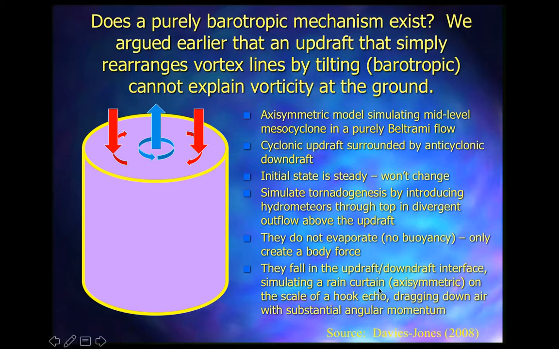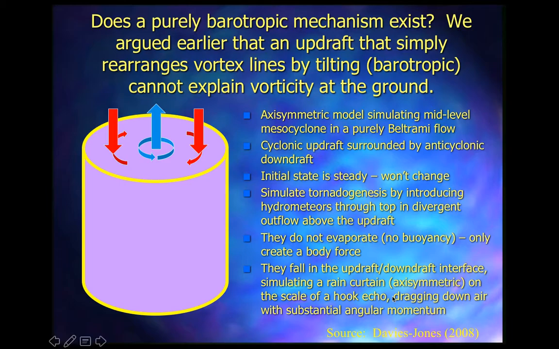Now the key point here is that because we do not observe baroclinic gradients below the mesocyclone and around the rear flank downdraft, he said, suppose that these hydrometeors don't evaporate. Suppose they only create a body force, and by that we mean drag. Suppose they only exert a drag on the air, and there is no evaporation to create temperature gradients, because temperature gradients are not observed, so we don't want them in the model. Let's just suppose that these things drag air down, the so-called rain drag, the loading term that we looked at in the buoyancy term.